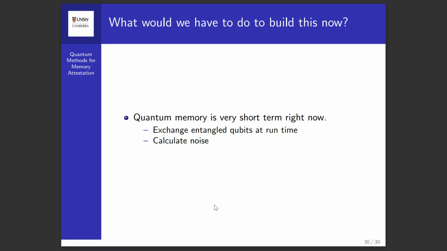Quantum memory lasts microseconds, or even shorter if you're using photons, right? Photons decohere very, very quickly. So I can't give you an entangled pair of photons and then say, come back to me in a month. They'll be gone in a picosecond. So instead, what you'd have to do is exchange entangled qubits at runtime, and then you're in sort of this regime, like probably you've heard of the BB84 or these other quantum key exchange algorithms.